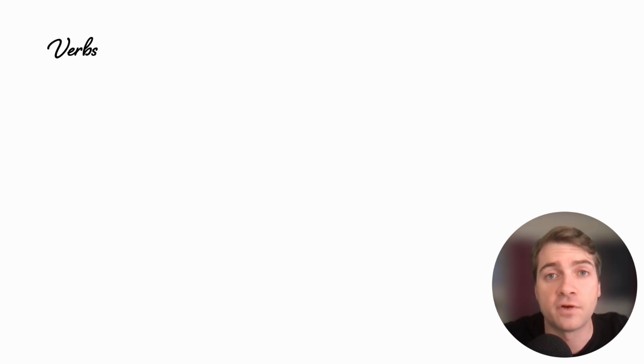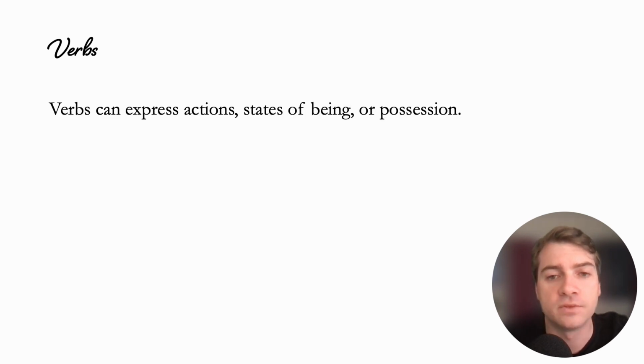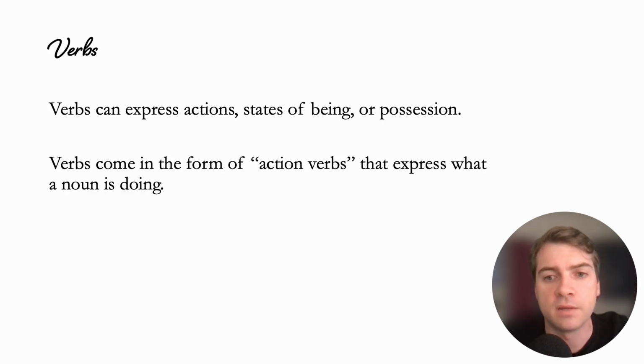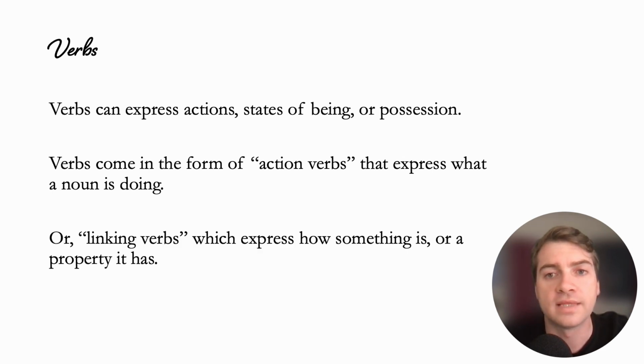If you've made it this far in your English learning journey, you've surely learned plenty about verbs already and probably had some frustrating moments with them, let's say. But verbs are commonly called action words, and they express actions or states of being or possession. So they can come in the form of these action verbs, which express what a noun is doing, right? Or they can be linking verbs, which express how something is or a property that something has.